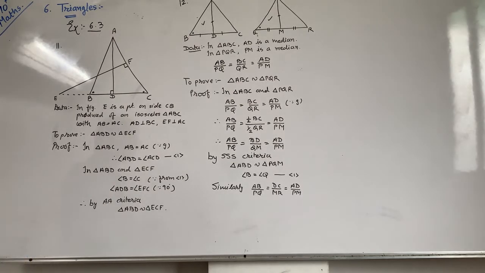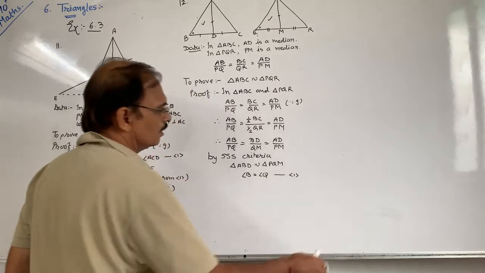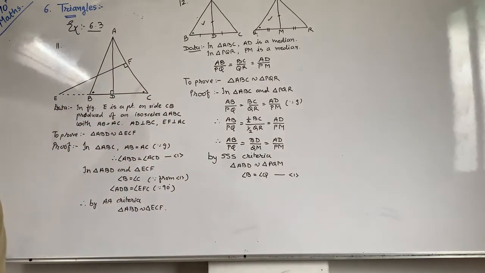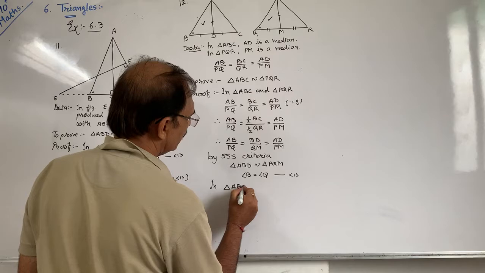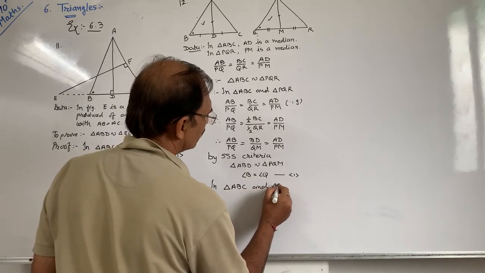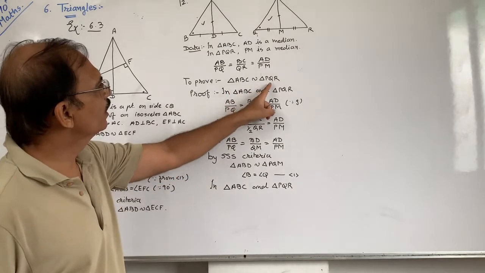So in the triangle, I can write directly also. Let's leave this. Rather than proving two triangles similar and then proving the third triangle, it is better to directly take ABC and PQR. In triangle ABC and triangle PQR. Is it okay? Because we are going to prove this.